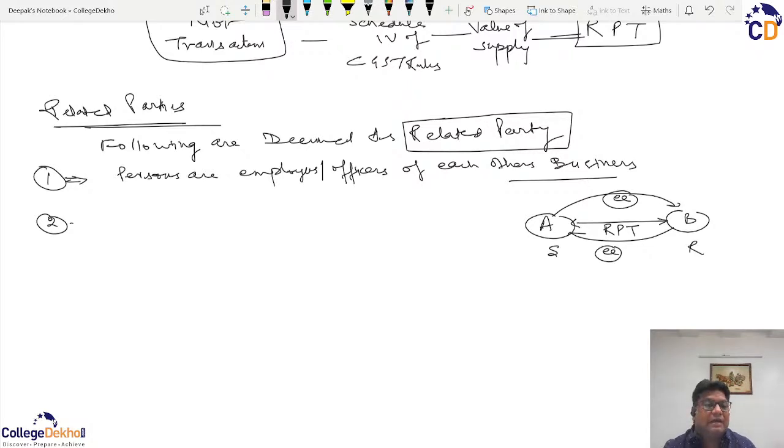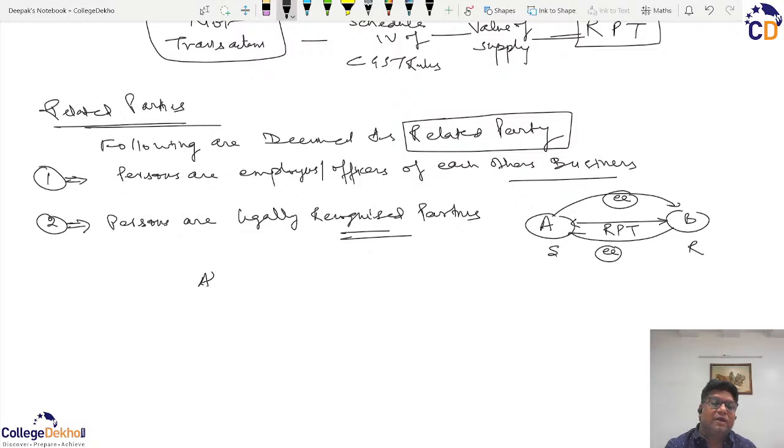Second case is that the supplier and the recipient, that is the persons, are legally recognized partners. What it implies is that Mr. A and Mr. B have entered into a partnership agreement. So there is a live partnership deed between the two.